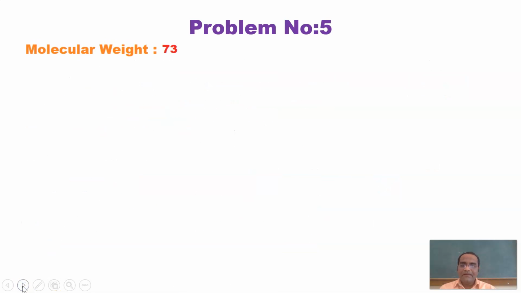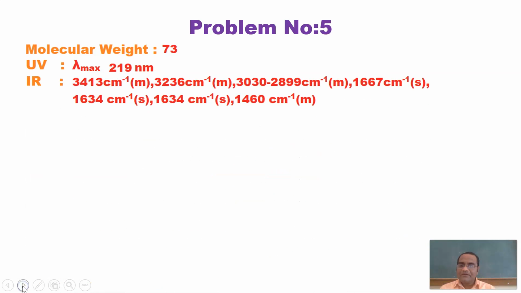After that, problem number 5. The molecular weight is 73, lambda max is 219 nanometer, which means that it is UV active. Now the IR ranges: 3413 centimeter inverse, which means that it might have an OH or NH type of group, and it is medium. After that 3236 centimeter inverse, medium. After that 3030 to 2899 centimeter inverse, which is also medium.